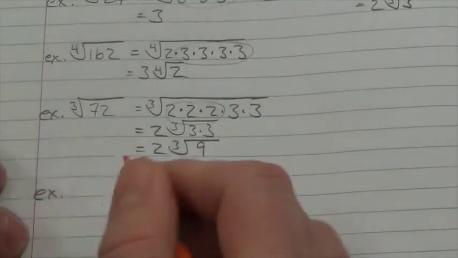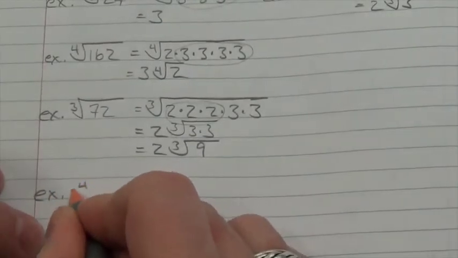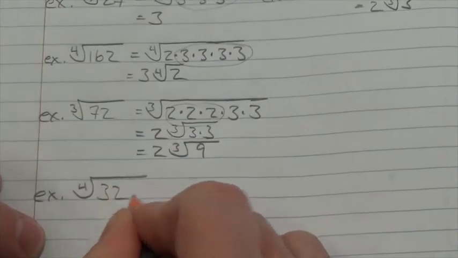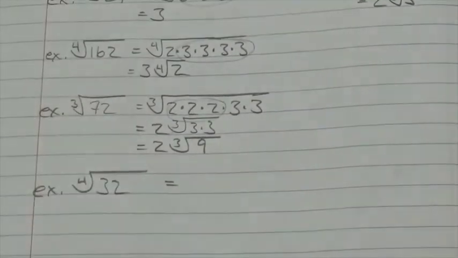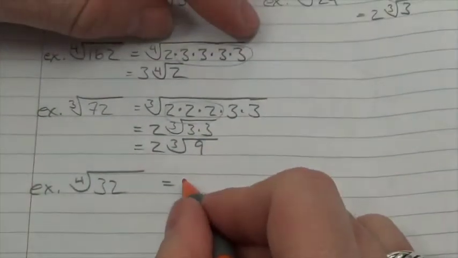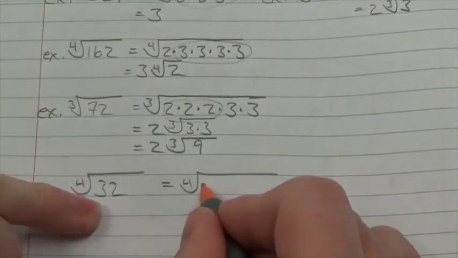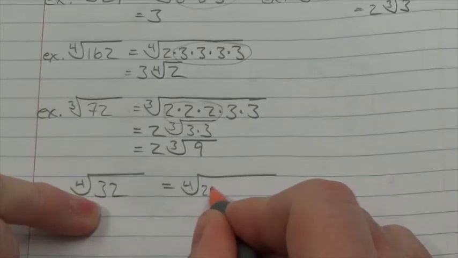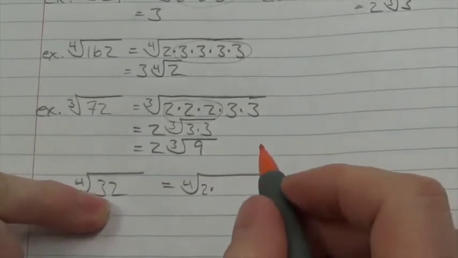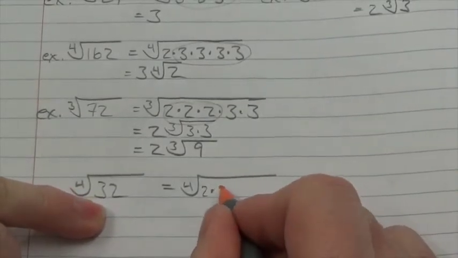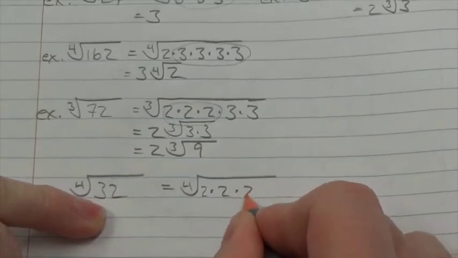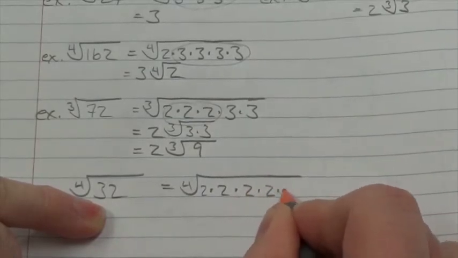I could ask you, for example, for the, let's say, the fourth root of 32. Here's another thing that might happen. So with the fourth root of 32, again, I'm looking for the prime factors. 32 is divisible by 2. Okay. That is going to get you, what is that, 16, which is divisible by 2, gets you 8, divisible by 2, gets you 4, divisible by 2, gets you 2.